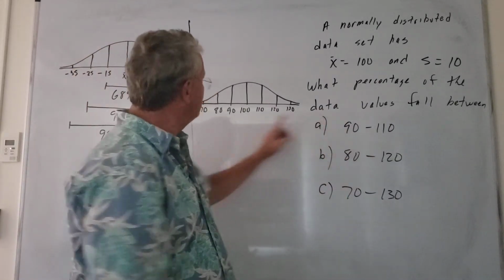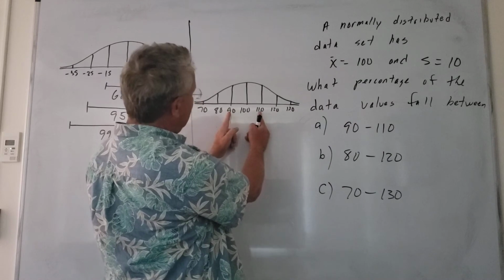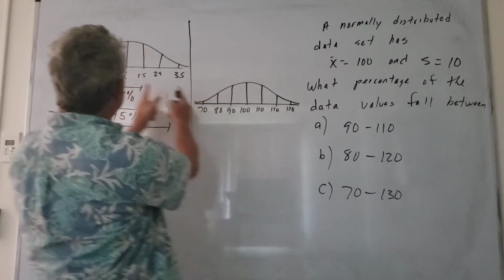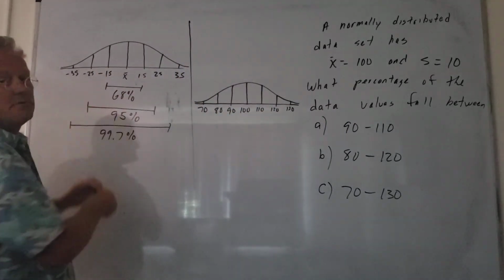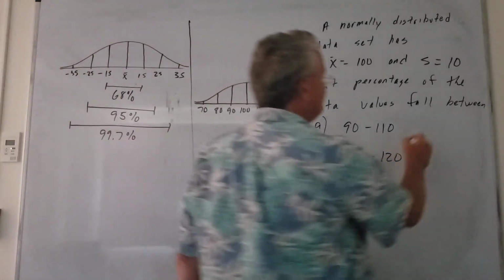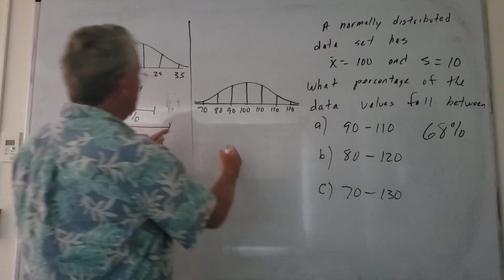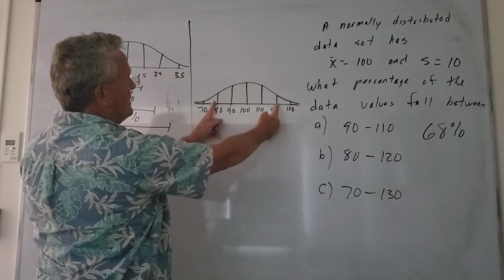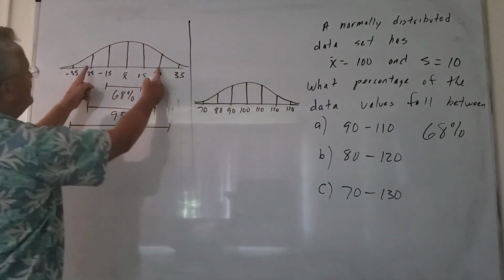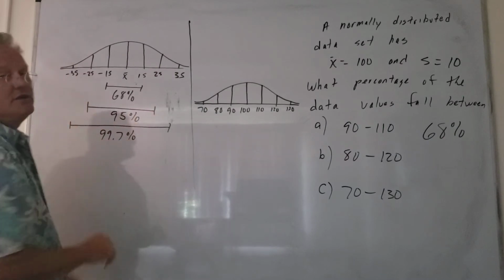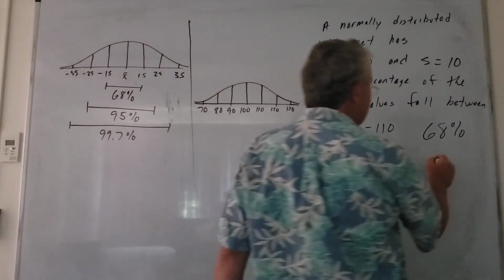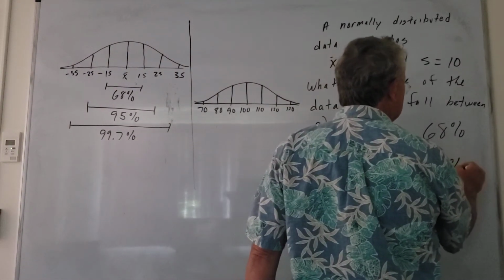So what percentage are between 90 and 110? Well, that's 1 standard deviation. The answer is about 68%. What about between 80 and 120? Well, that's 2 standard deviations. 2 standard deviations is about 95% of the data values.